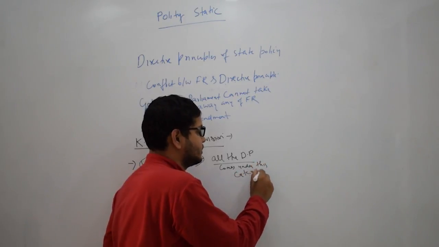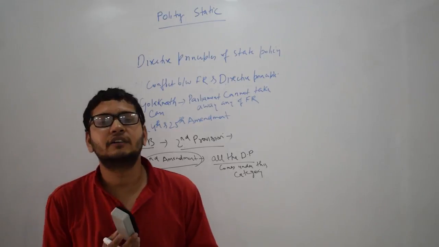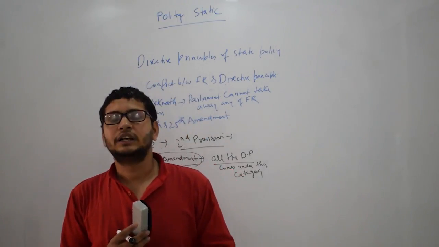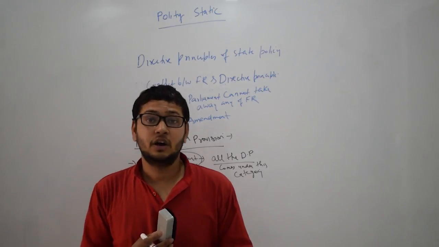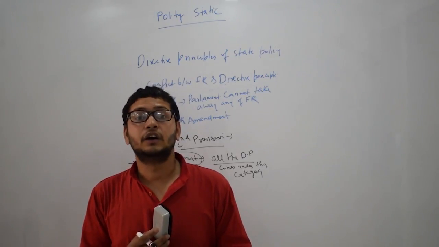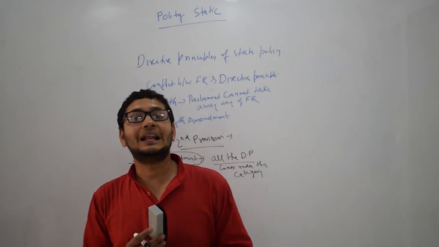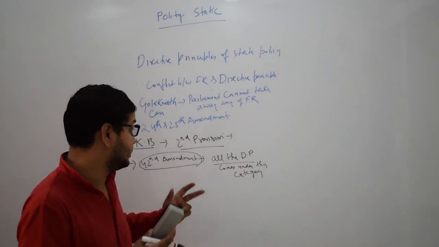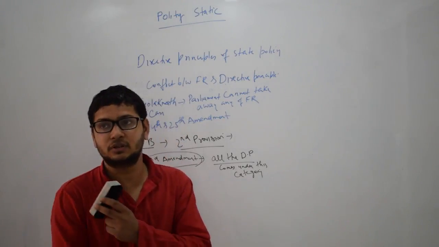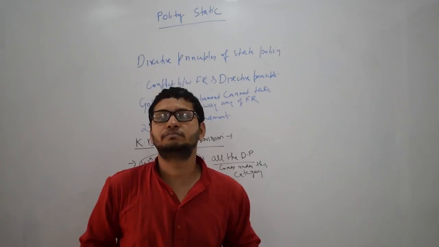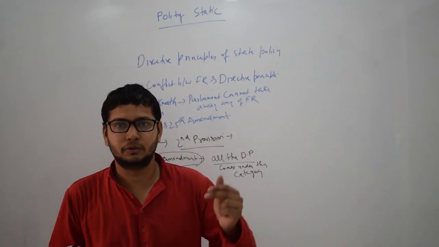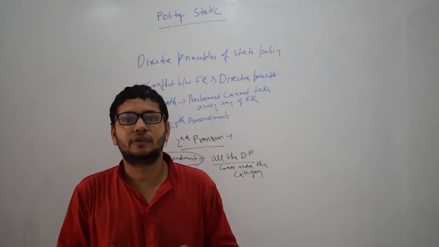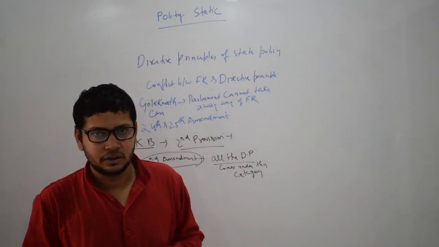Which means that if the government tries to implement any of the directive principles, that will not be questioned, that will not be considered void, even if it violates any of the fundamental rights, right? Now this would have been draconian, because there are so many directive principles, and on the pretext of implementing DPSP, the state could have taken all the fundamental rights from us, right?